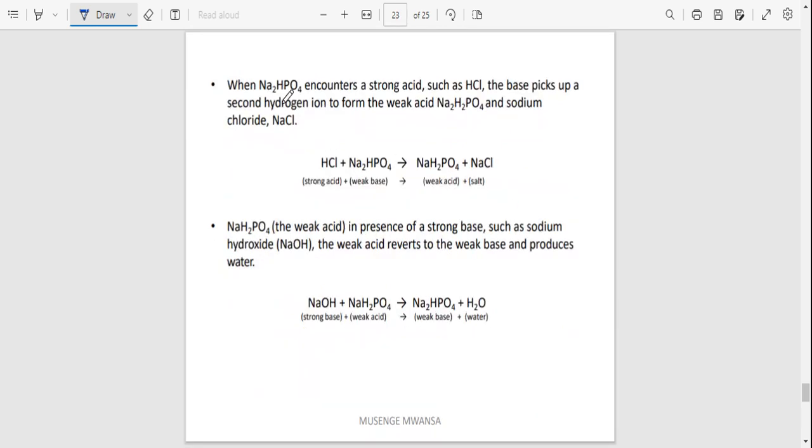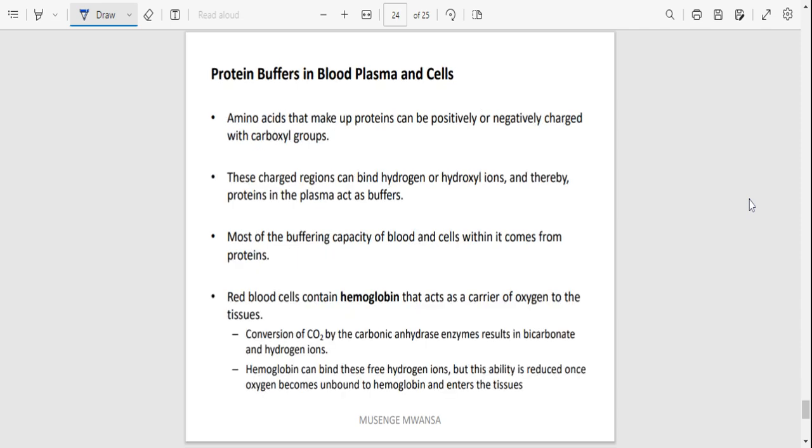So when disodium hydrogen phosphate encounters a strong acid, as we've already explained, that is the reaction that is going to happen. And then when it is a strong base, which this buffer is going to experience, it is sodium dihydrogen phosphate, which is an acid, that is going to be able to react with the sodium hydroxide. Remember, the buffer system is made up of a weak acid and a weak base.